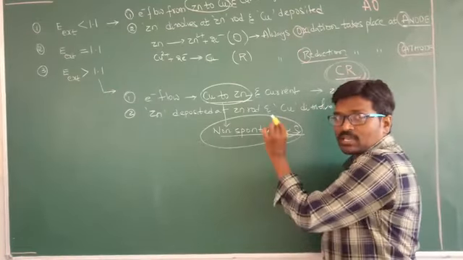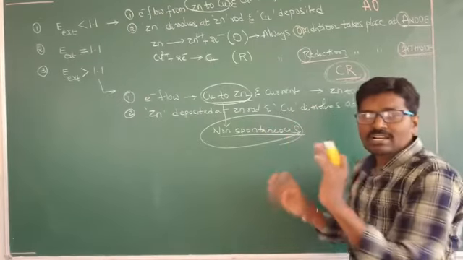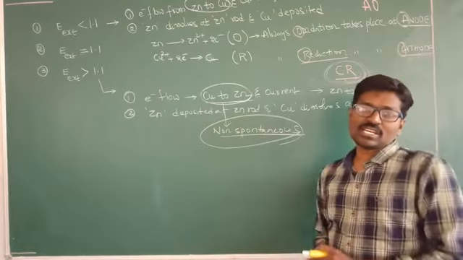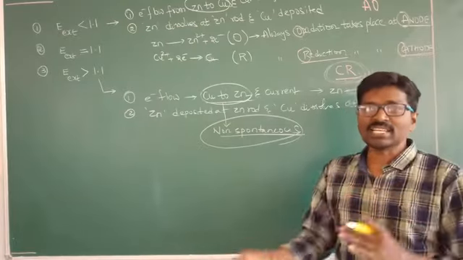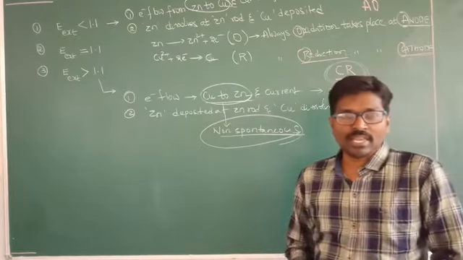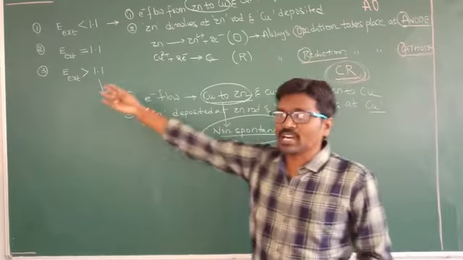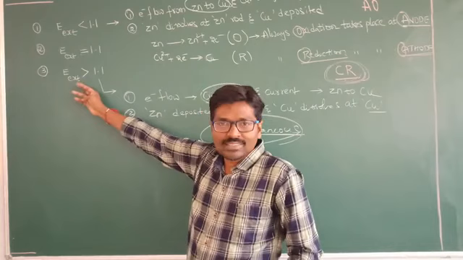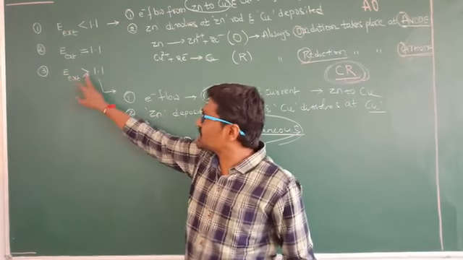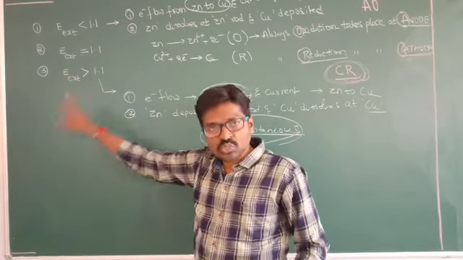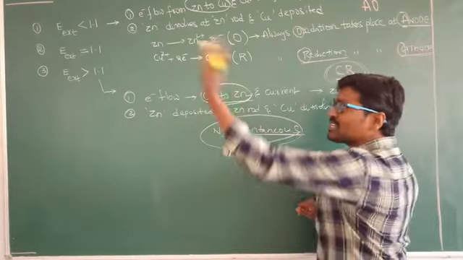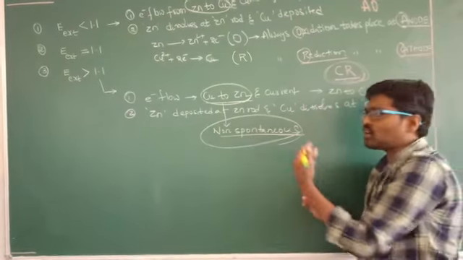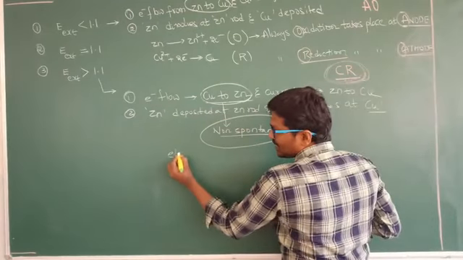For such non-spontaneous reactions to occur, we have to apply external conditions. Here we are applying energy. Which type of energy? Electrical energy. Sir, how are we telling this? Just see this third case: the external potential is greater than 1.1. So due to that reason, the electrical energy is converting into chemical energy.